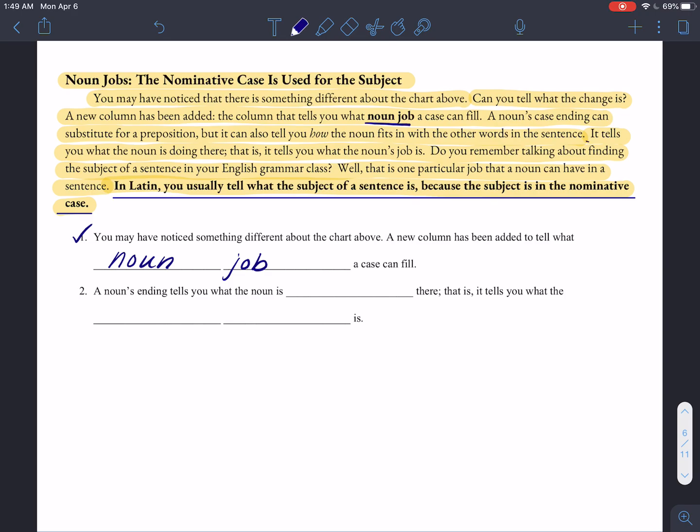So it tells you what the noun is doing there. So we're going to write doing. That is, it tells you what the noun's job is. Whoops, I can't spell. Okay, so that's number 2. Make sure you have these answers filled in, please. All right. Next.